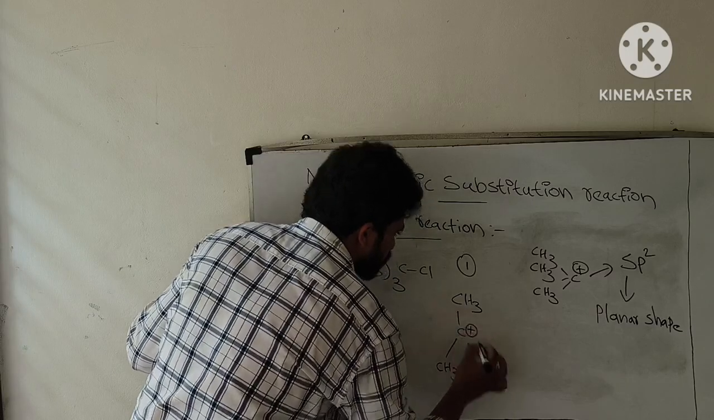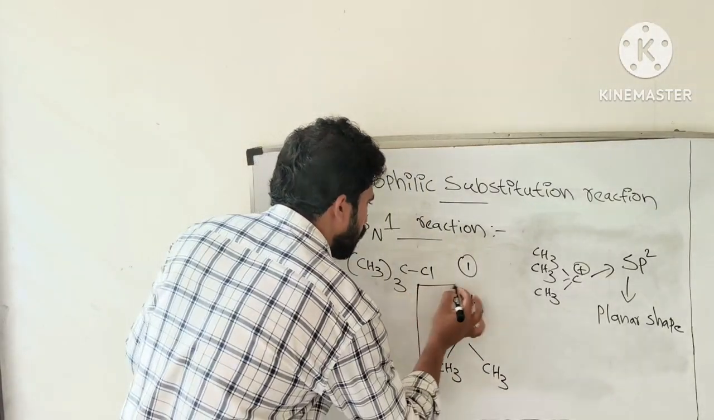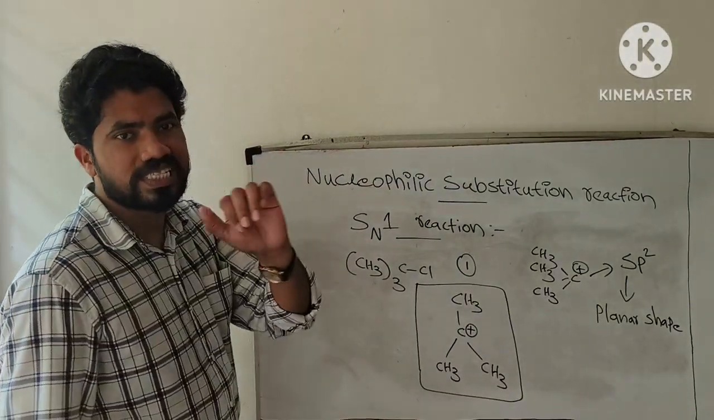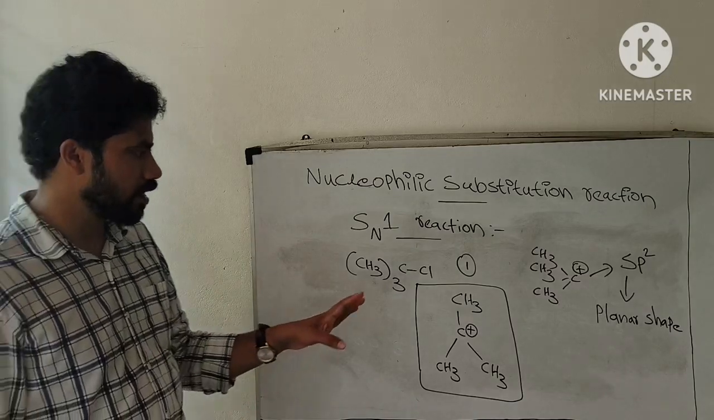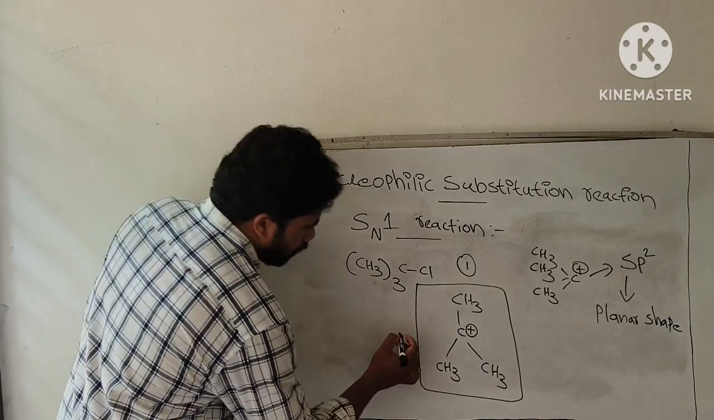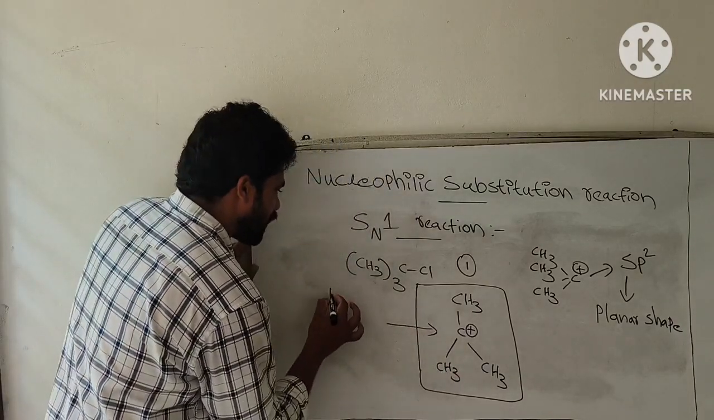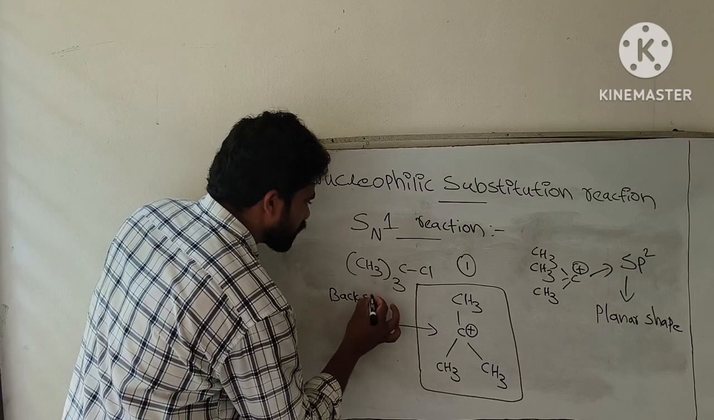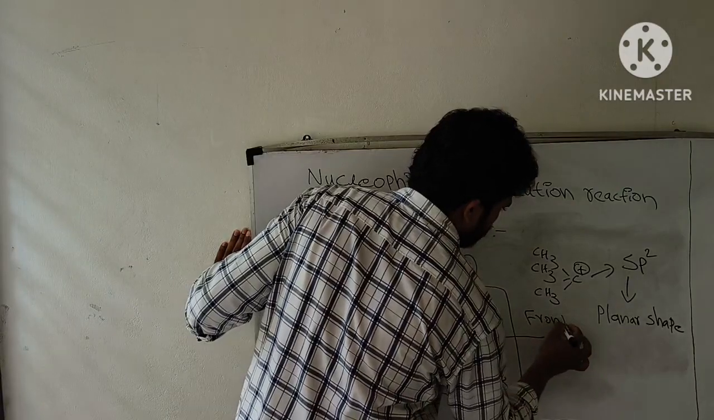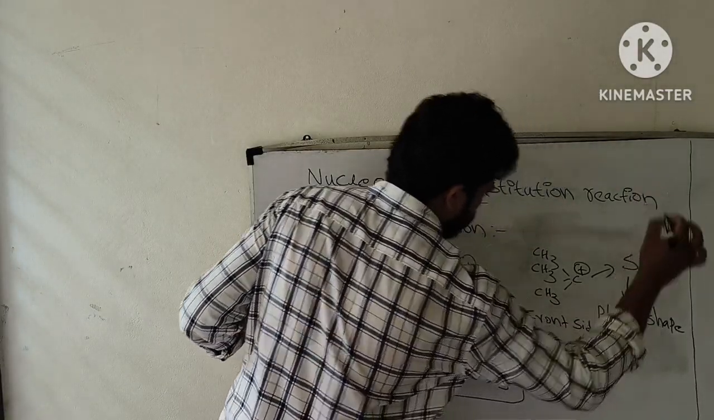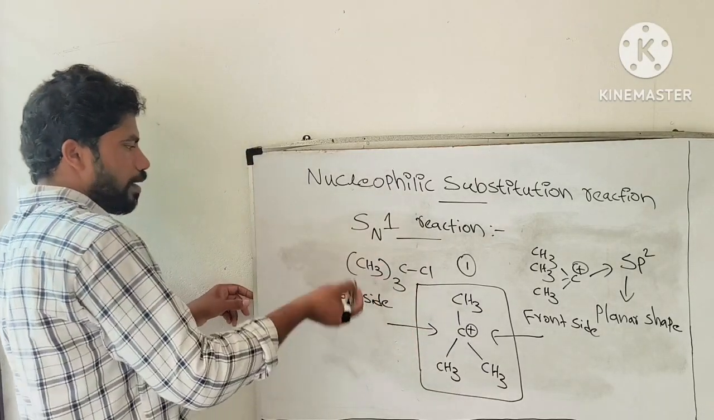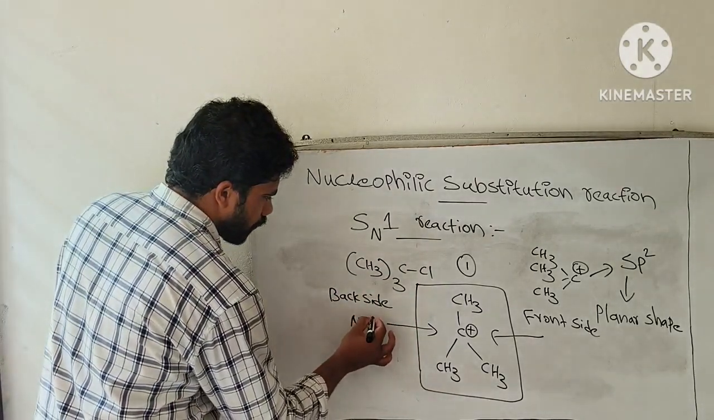Here you have the positive charge. So it exists in a plane. It has a planar shape. So there are two chances for the nucleophile to attack the carbocation. Backside attack is possible, and a front side attack is also possible. Okay, so the nucleophile is coming to attack from the backside like this.